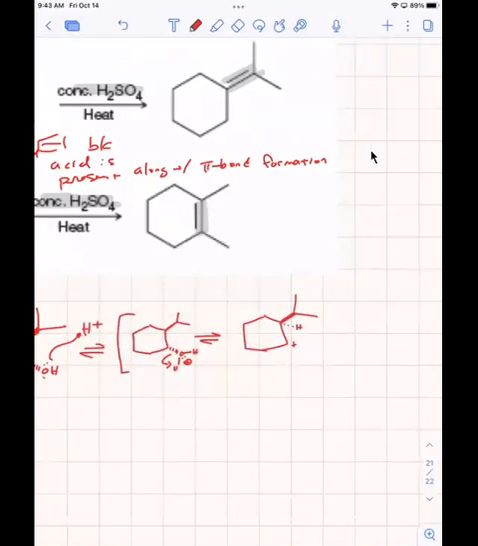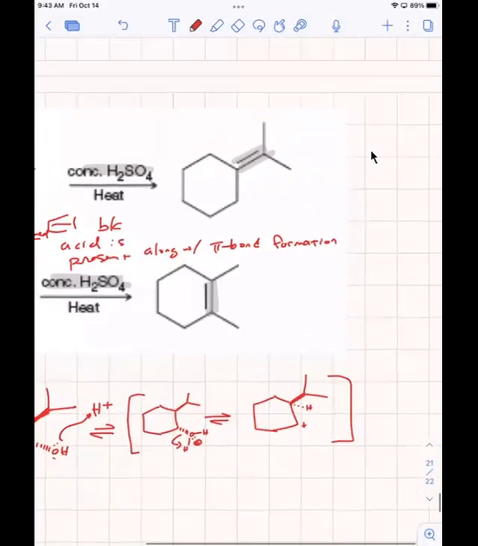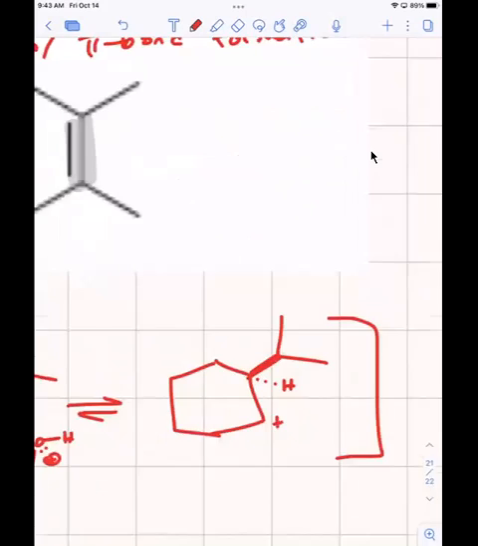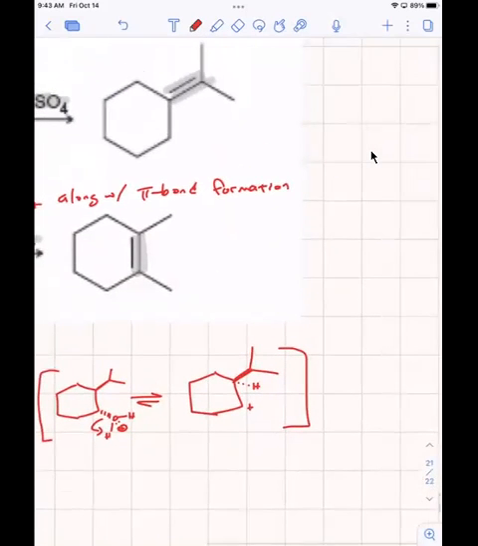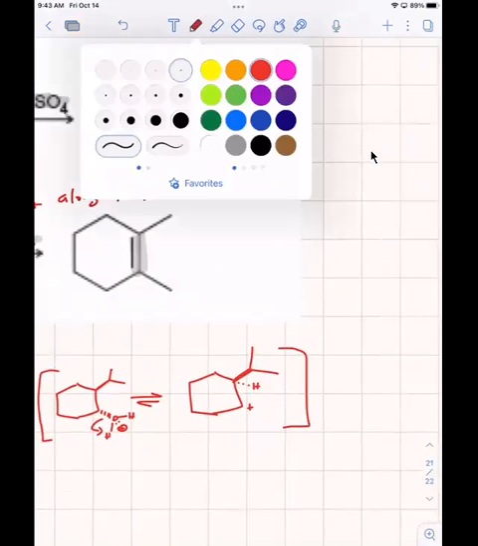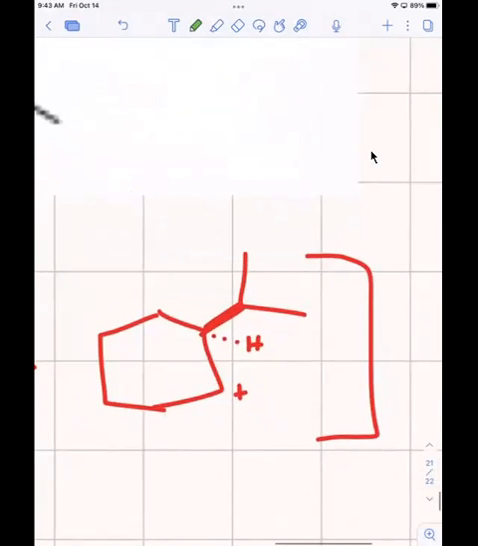All right. Now, look at my product. Where would I have to pull a hydrogen from on this intermediate to get this product with the double bond right here? If I want to put a double bond here, where would my alpha hydrogen have to come from?